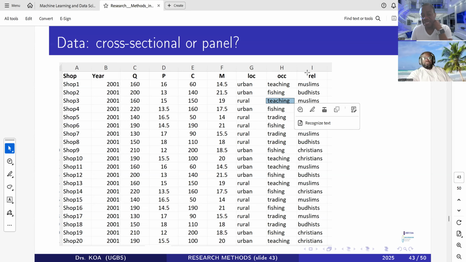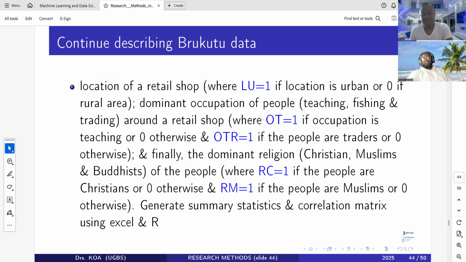The last one is the religion of the people. It's believed that the religious background of the people can make them demand a lot of akpeteshi. So for the first shop, the majority of the people are Muslim. The second, the majority of them are Buddhist. The last, the majority of them are Muslims. So these are typical examples of the data set that you have.